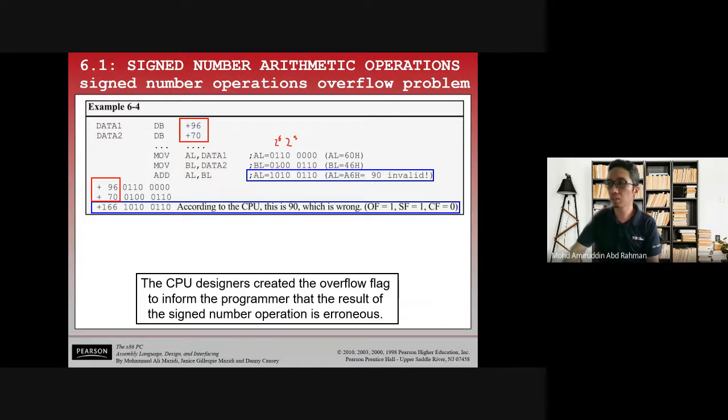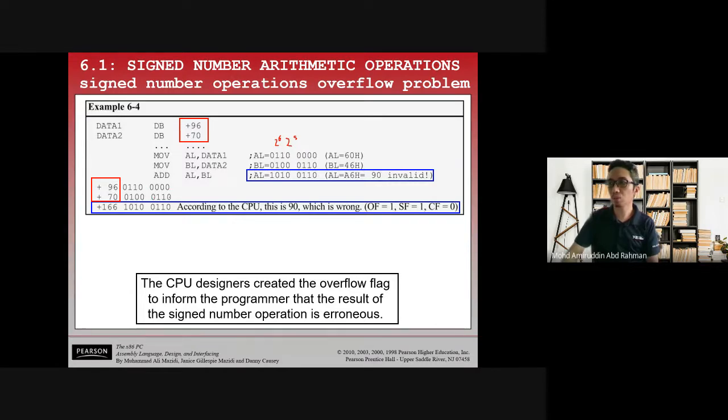So 70 is 2 to the 6 plus 2 to 2 and 2 to 1. Okay, so you get 70. Right, and then you add these two numbers. Is that correct? Okay, so let's add that.